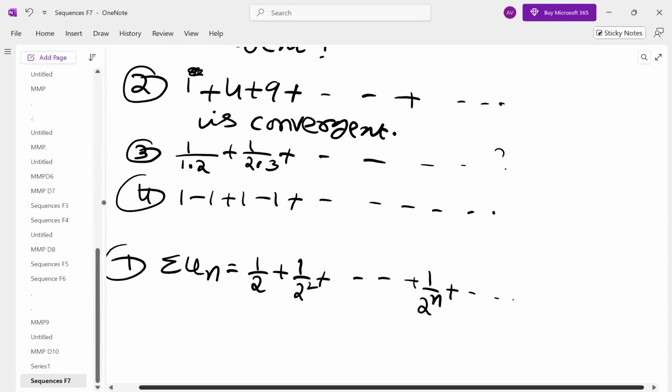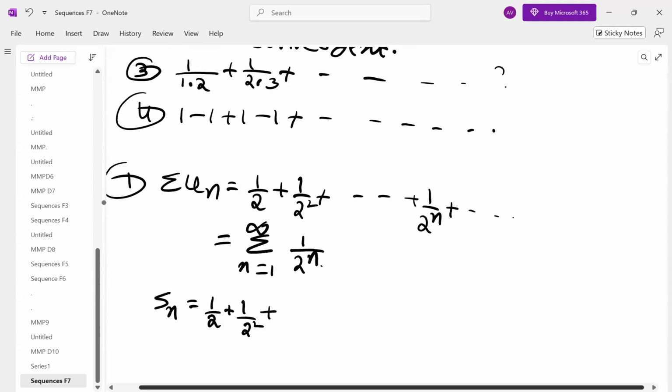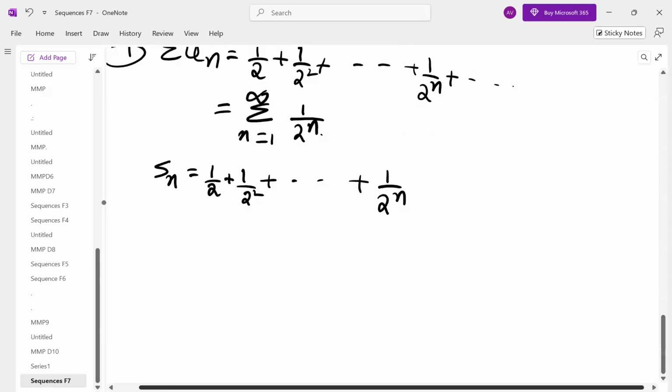So this is a series, summation n equal to 1 to infinity, 1 by 2 power n. We want to know whether this is convergent. The original procedure is first we must find the nth partial sum: first term, second term, up to nth term. There are n terms. How to find the sum of n terms? This we have to simplify.